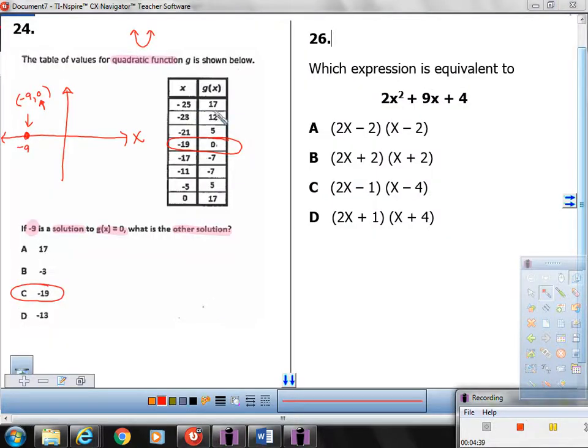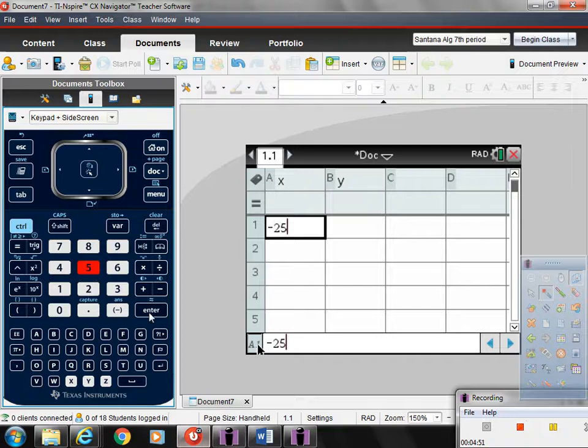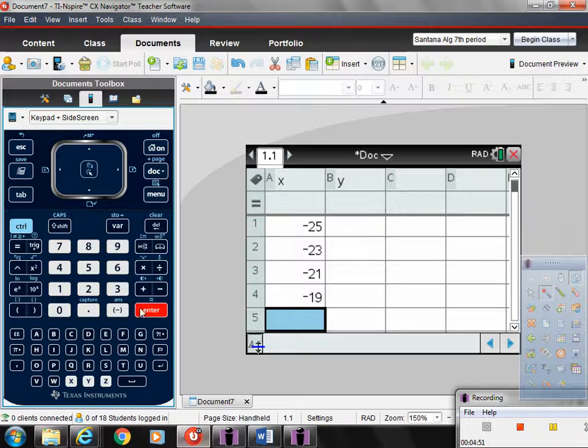And I'm going to type in these coordinate points, -25. Let me look at my numbers here. There we go. So I'm going to go over here to the spreadsheet and type those in. It's -25, -23, -21. And you could do this with me as I'm doing it. You can practice.